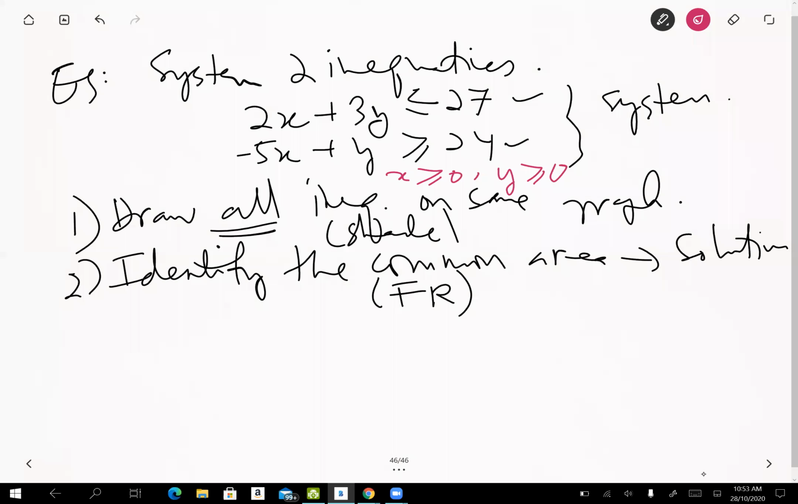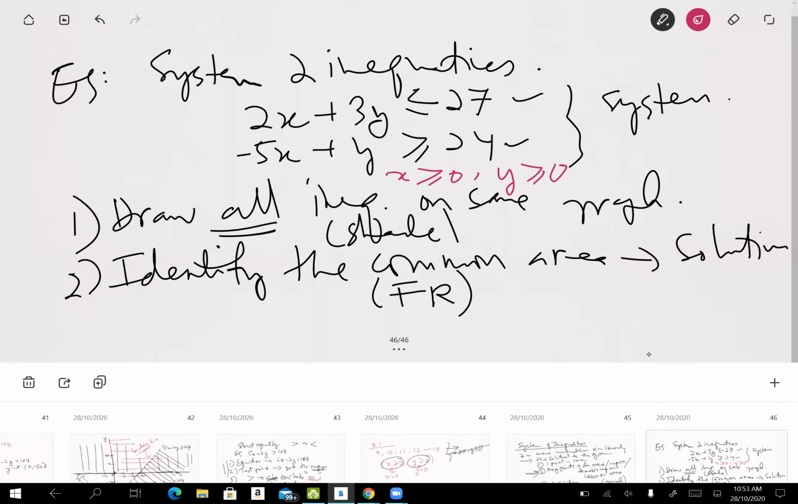No feasible region. Okay. Feasible region. Huh? What did you say, Imran? No feasible region. There is no feasible region.